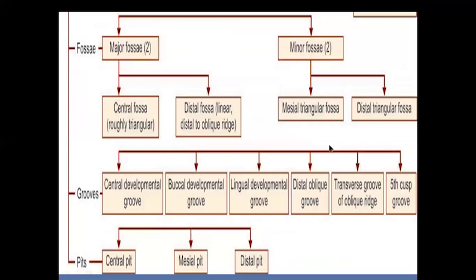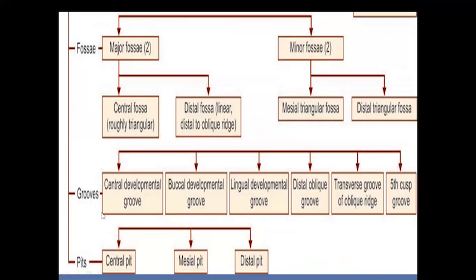Fossae: four fossae, two major and two minor. The major fossae are the central fossa and the distal fossa. The central fossa is roughly triangular in shape, and the distal fossa is linear, distal to the oblique ridge. The minor fossae are the mesial triangular fossa and the distal triangular fossa.